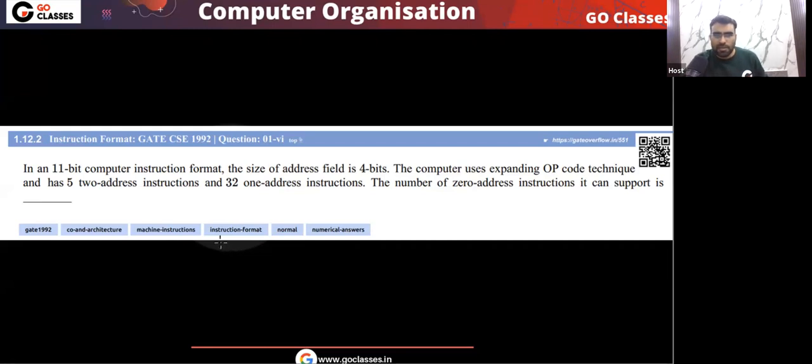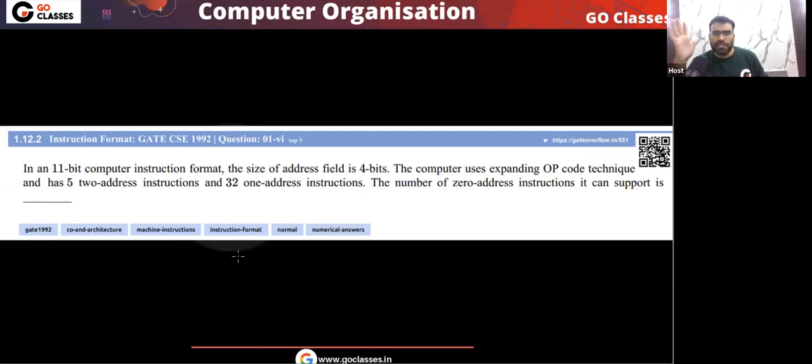Is this clear? So you can solve all the questions based on expanding opcode technique using two methods. We have seen two methods. Method number one is the bit pattern method, and method number two is the encoding of instructions. So remember, there are two methods to solve questions based on expanding opcode technique. Both methods we have seen.